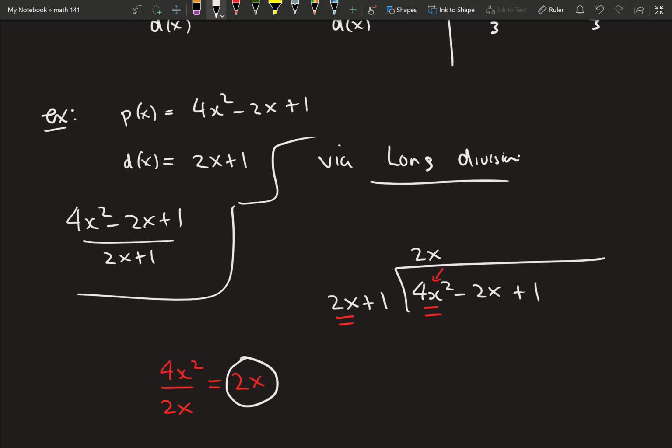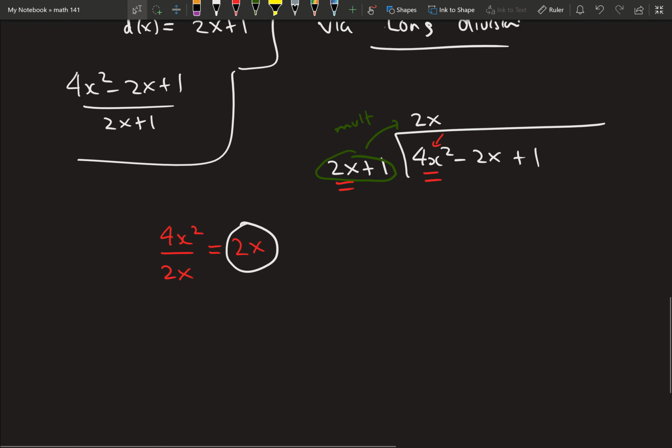And then let's take this entire term, 2x plus 1, and multiply by the 2x. So let me do that off to the side here. So I have 2x from here. 2x times 2x plus 1, well, that's 4x squared plus 2x. That's what I'm going to write underneath right here. So 4x squared plus 2x.